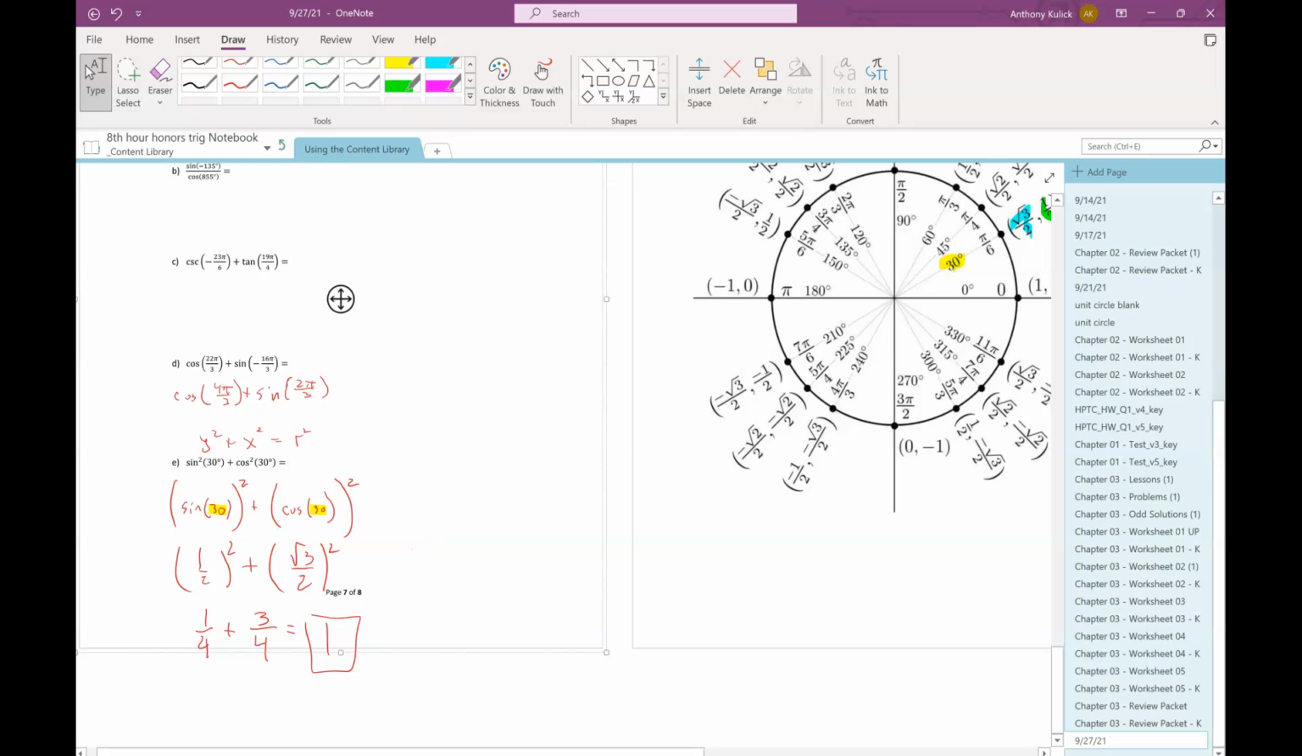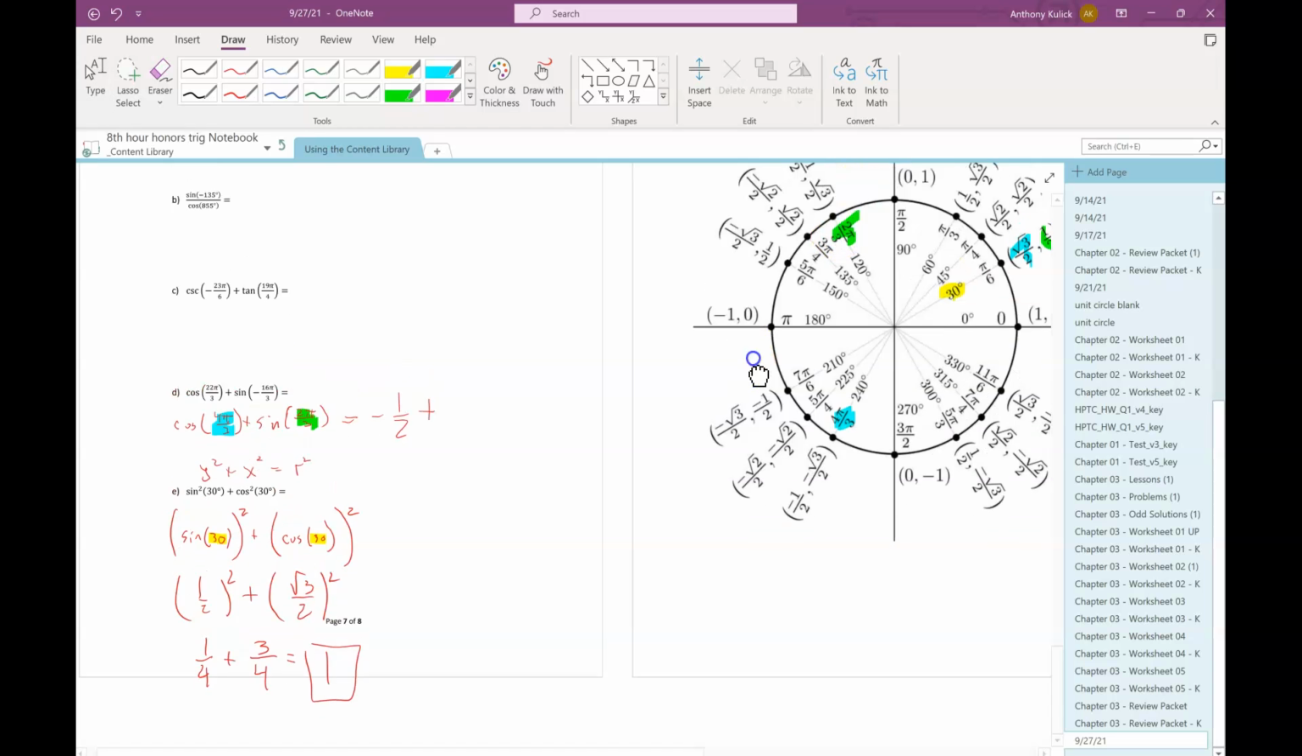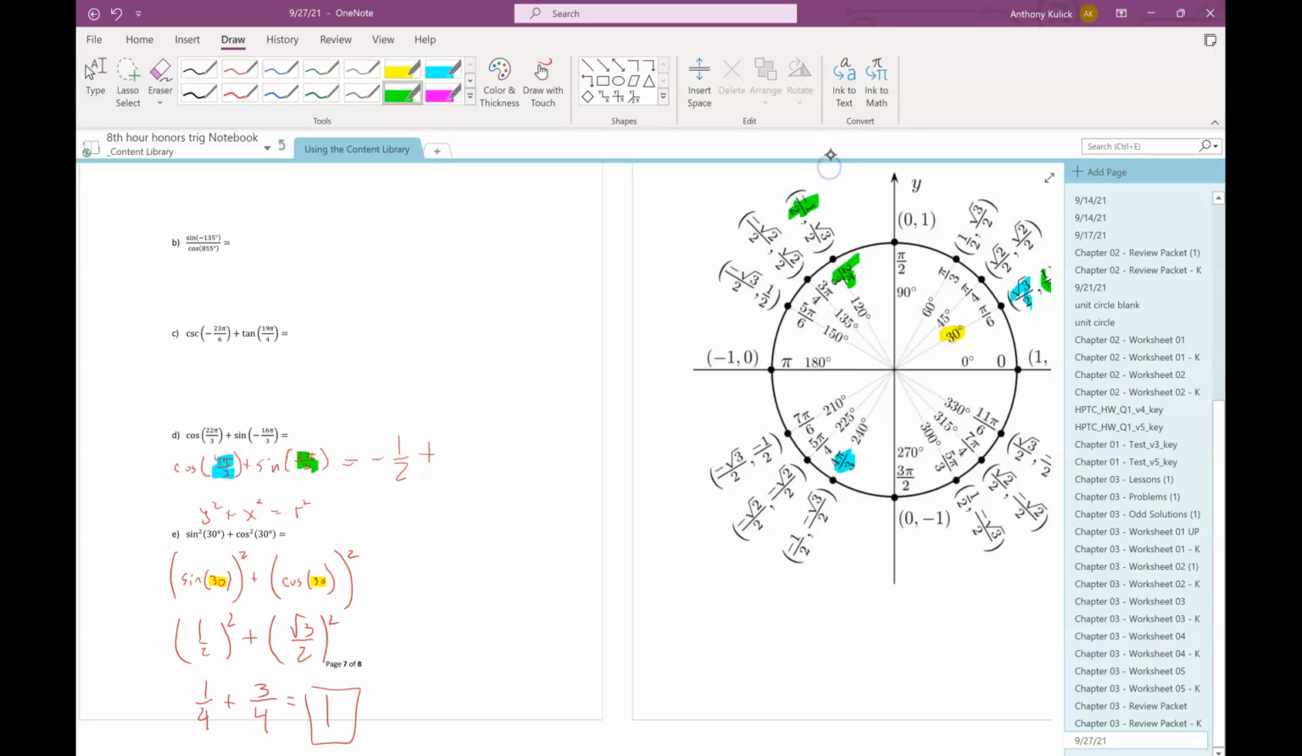I'm going to go to my unit circle and locate 4/3 pi. There it is. And I'm going to take the x-coordinate. And then I'm going to go to my unit circle and locate 2/3 pi. There it is. And take the x-coordinate. So negative 1/2 and negative 1/2 is just negative 1.